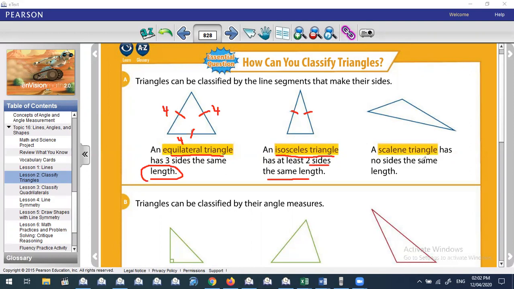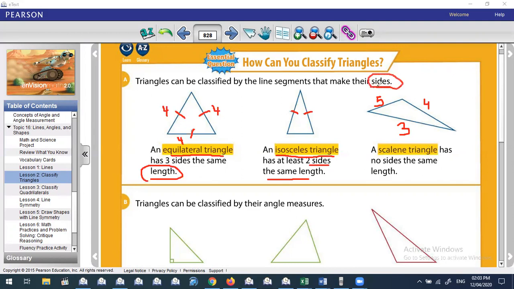A scalene triangle has no sides the same length. All sides are different. If this side is 4, this side will be 5, and this side will be, for example, 3. The 3 sides are different, so it's called a scalene triangle. So triangles can be classified by the line segments that make their sides.